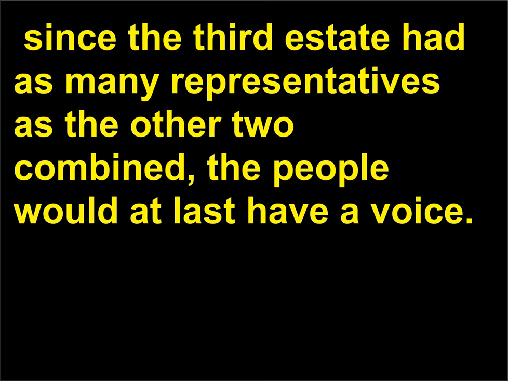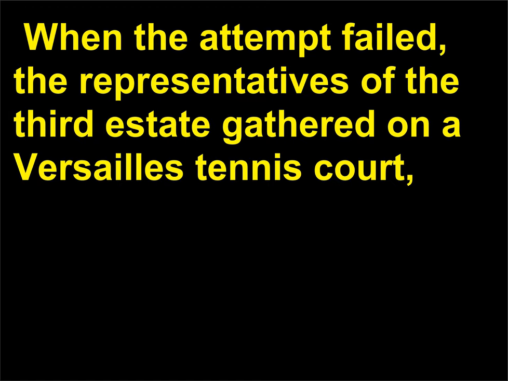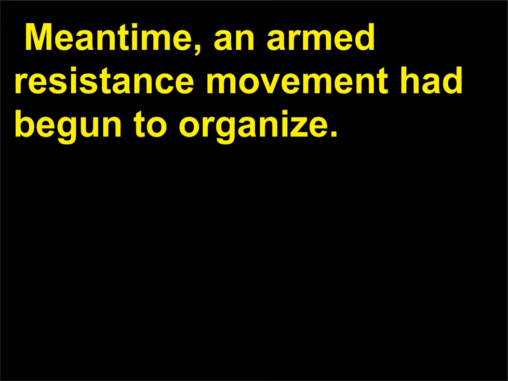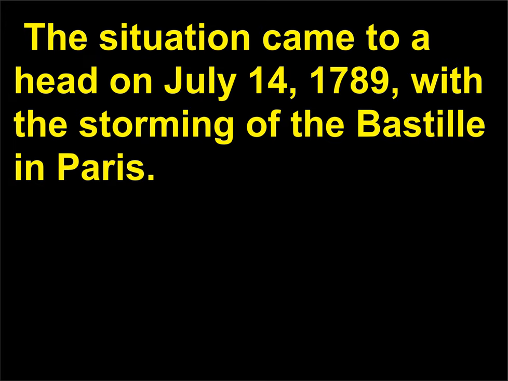When the attempt failed, the representatives of the Third Estate gathered on a Versailles tennis court, where they vowed to change the government. Louis XVI began assembling troops to break up the meeting. Meantime, an armed resistance movement had begun to organize. The situation came to a head on July 14, 1789, with the storming of the Bastille in Paris.